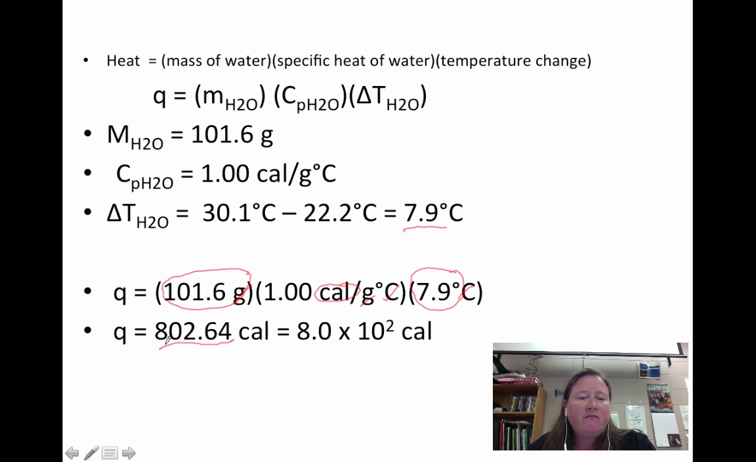Now, it's really hard to round 802.64 calories into 2 sig figs, and the only way you can possibly do it is to turn this into scientific notation. So that becomes 8.0 times 10 to the second power calories. So when the snack was burned, it gave off approximately 800 calories in that reaction.